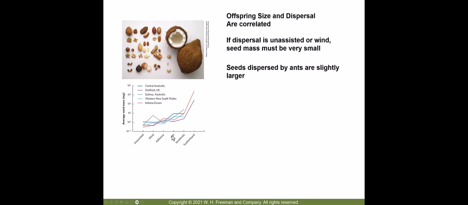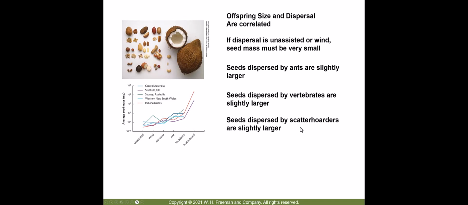If we come over here and look at ant seed dispersal, we see that the seeds are slightly larger. If we look at vertebrate seed dispersal, we see again slightly larger seeds. Those seeds that are dispersed by scatter hoarders are slightly larger. Scatter hoarders are things like squirrels that take seeds and then go and bury them in different places.